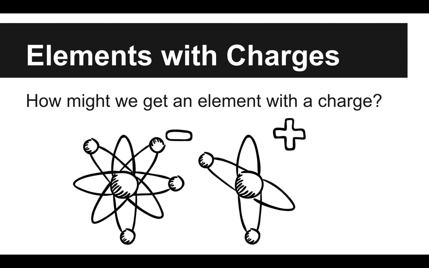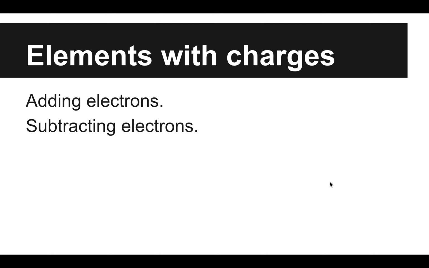Okay, so hopefully you took a guess, you made your hypothesis, and hopefully you said something about electrons, right? Electrons are negatively charged. So if we take away an electron or add an electron, we're going to get a positive and negative charge. You might have said something about adding or taking away protons, because protons are positively charged. Well, remember, if we change the protons, we get a different element. So when we're talking about elements with charges, we're specifically talking about electrons.